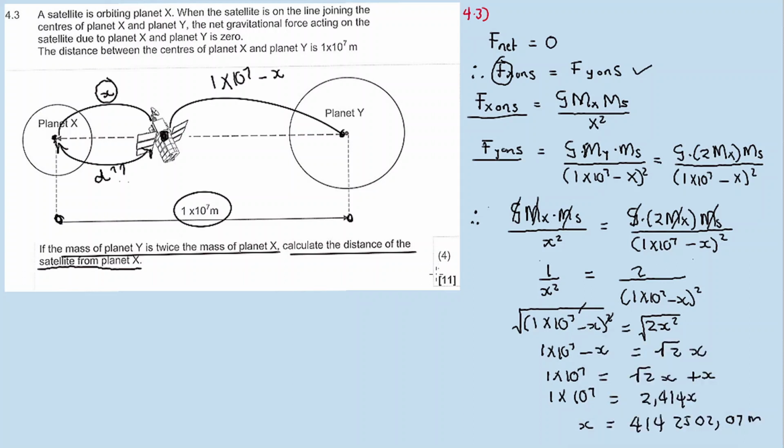Now if you want to write it using scientific notation, you will say so therefore your x will be equal to 4.14 times 10 to exponent 6 meters, right? When you move your decimal point to the left, your exponent of 10 will be positive. If you move to the left, your exponent is positive, if we move to the right, your exponent is negative. So this is our answer, guys, for 4.3, which is the last question for our question 4.